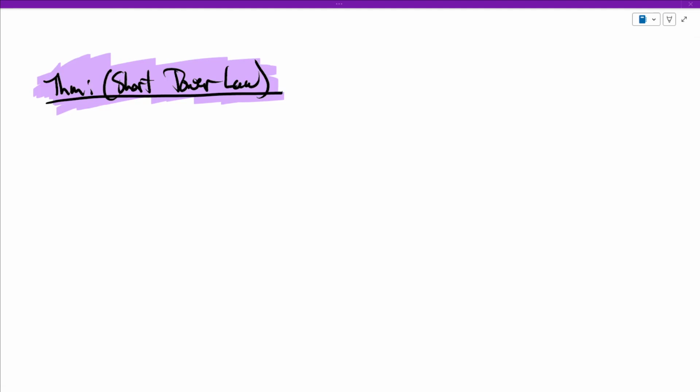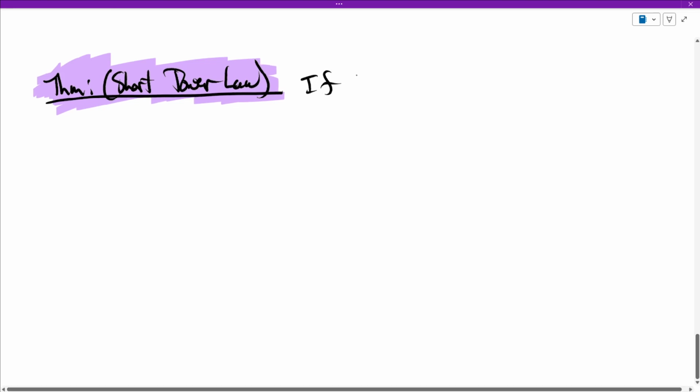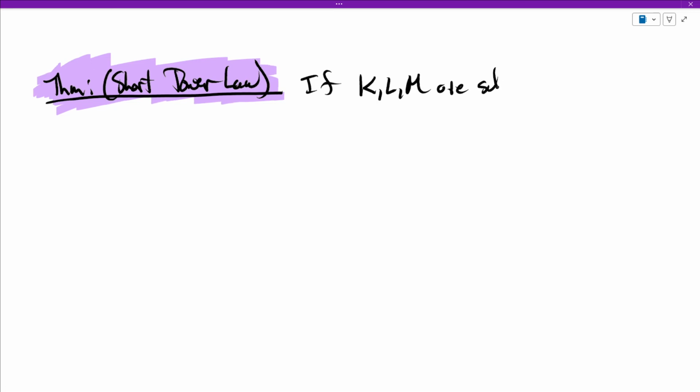All right, we're now going to tackle the tower law. Your book calls this the one I'm going to state as the short tower law. I don't know that I have ever heard anyone call it the short tower law. I'm not saying it doesn't happen. I'm just saying I've never heard it.